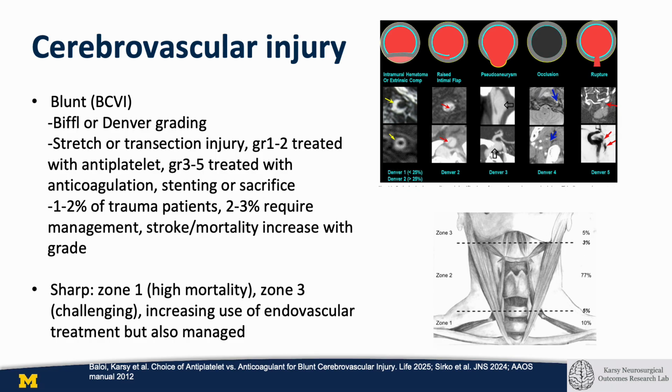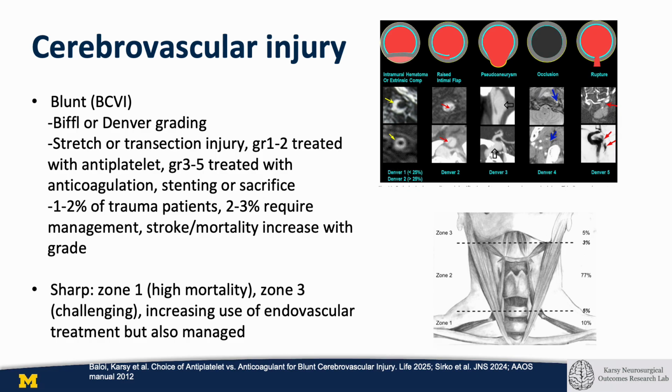Grade 3s, 4s, and 5s are treated with a combination of anticoagulation with heparin and/or stenting or vessel sacrifice, depending on the injury and the collateralization of that particular patient. The higher the grade of injury, the more likelihood for stroke and morbidity, also due to the other polytrauma a patient might have.